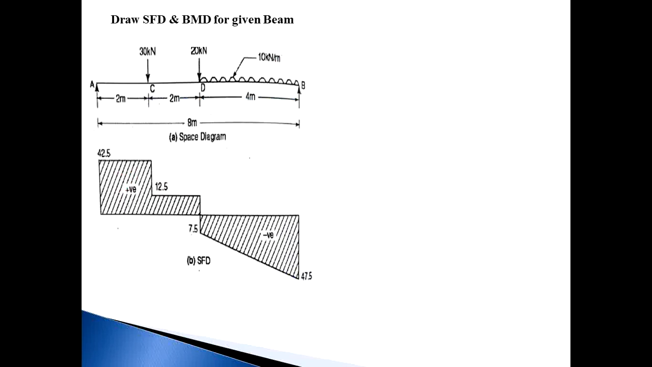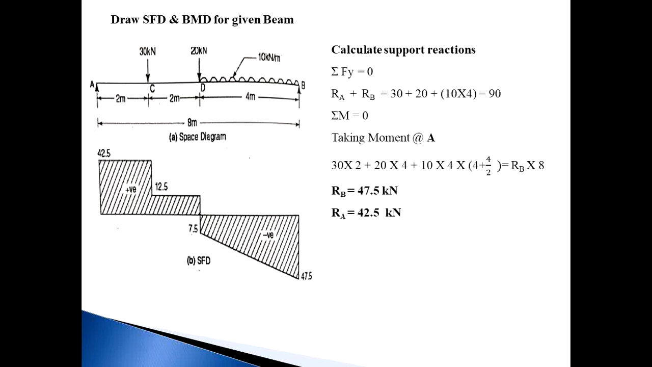So in this lecture, we draw SFD and BMD for a given beam. This beam AB is simply supported and has three loads: a 30 kN point load, a 20 kN point load, and a 10 kN UDL having 4 meter length. First of all, we calculate the support reactions RA and RB.